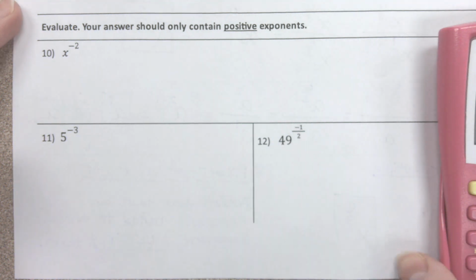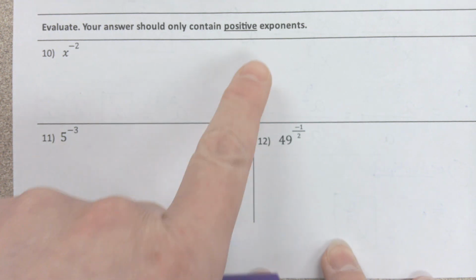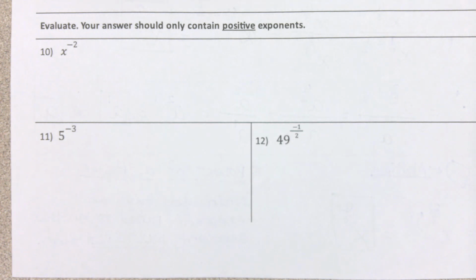So we just had these 3 problems on the back. This is another rule, a very important rule. A lot of students forget how to do this one. So these directions say evaluate. Your answer should only contain positive exponents. That positive there is extremely important. You're going to see that exact same wording on your test.